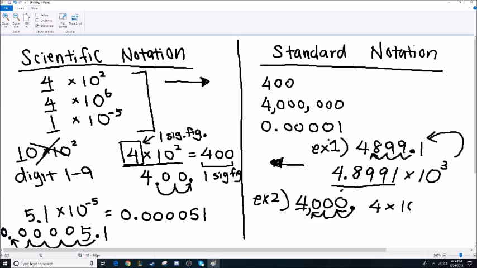times 10. I'm going to think, okay, I move 3 spaces. Is it going to be positive or negative 3? Okay, so I think to myself, okay, I have the 4 here. In order to make it 4,000, to go backwards, it needs to get bigger. So I have to multiply it by a positive exponent. So it's going to be 3. So 4 times 10 to the third power is the same thing as 4,000.